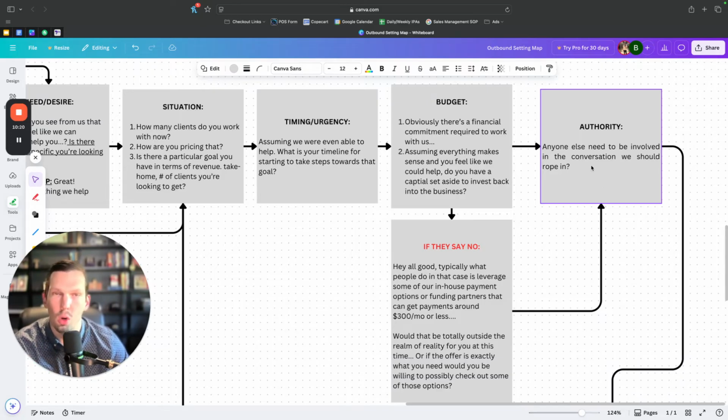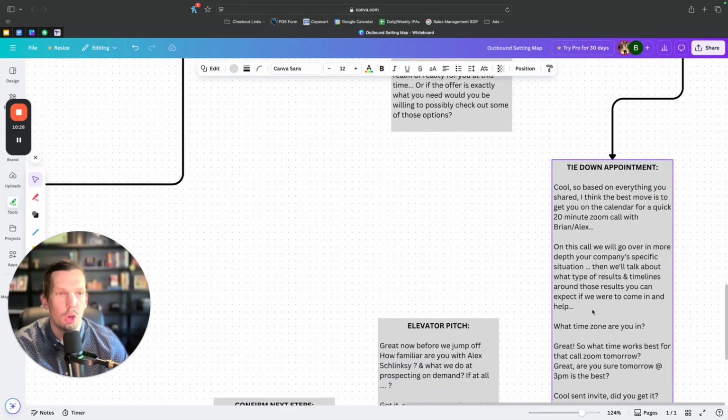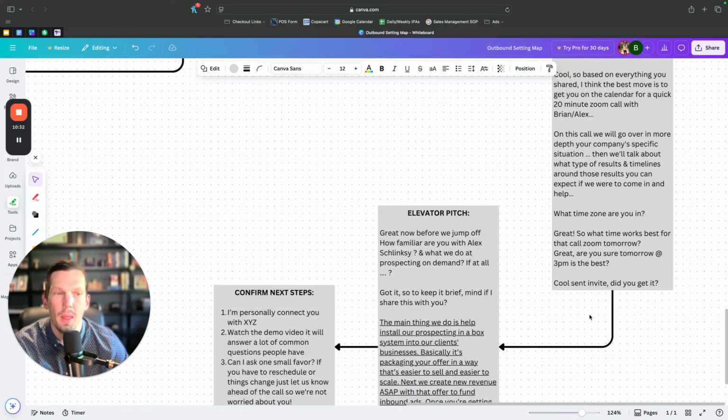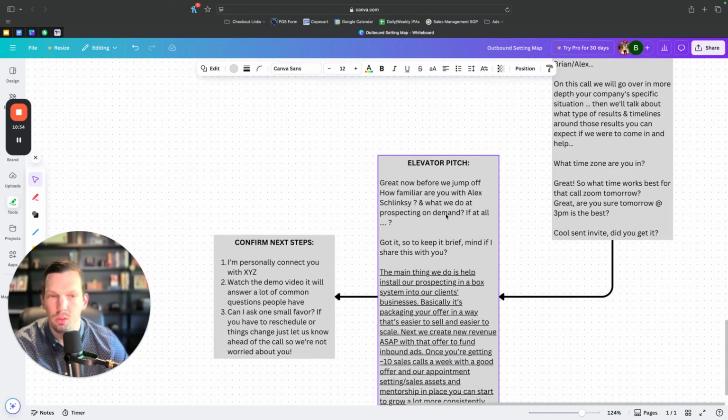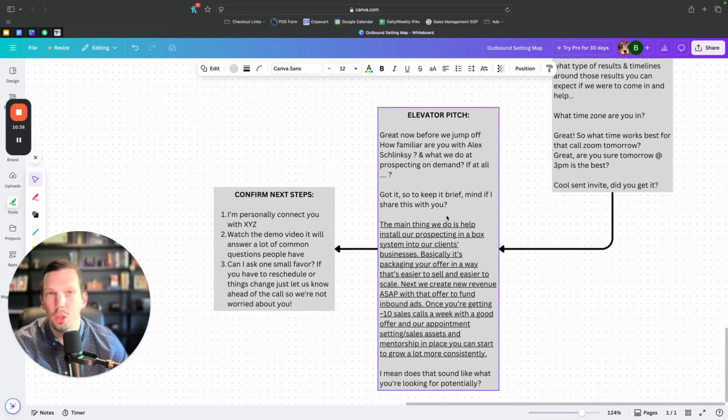Last one's always authority, just making sure if there are any other decision makers that need to be in that conversation, we're finding that out and asking at this part. Next, pretty straightforward: we tie down the appointment right after they're qualified, and move to close in that appointment. And then you want to have an elevator pitch, right? It's very common that, especially if someone came through ads, they're not going to fully remember who you are, what you're selling, or what it's about.